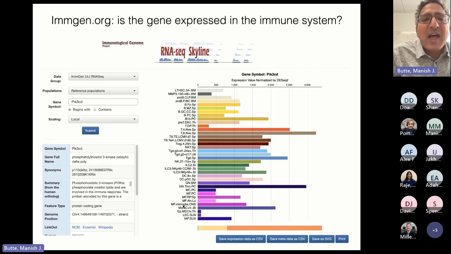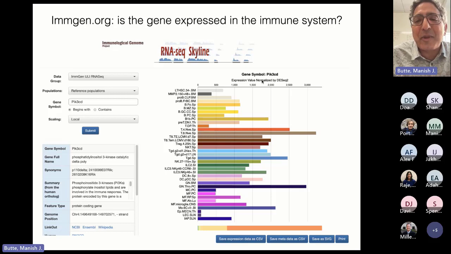Okay, how do we tell which genes are expressed in which cells? We use the website called ImGen. ImGen allows you to type in the name of a gene and it pops up very quickly, through RNA sequencing, which cells express which genes and how much.